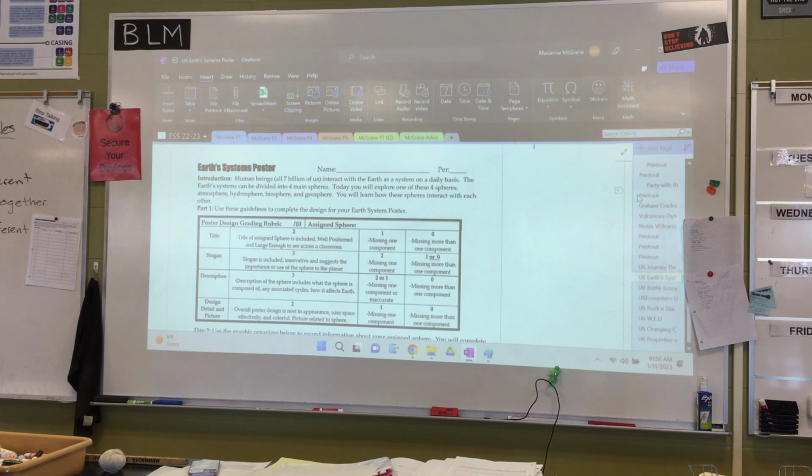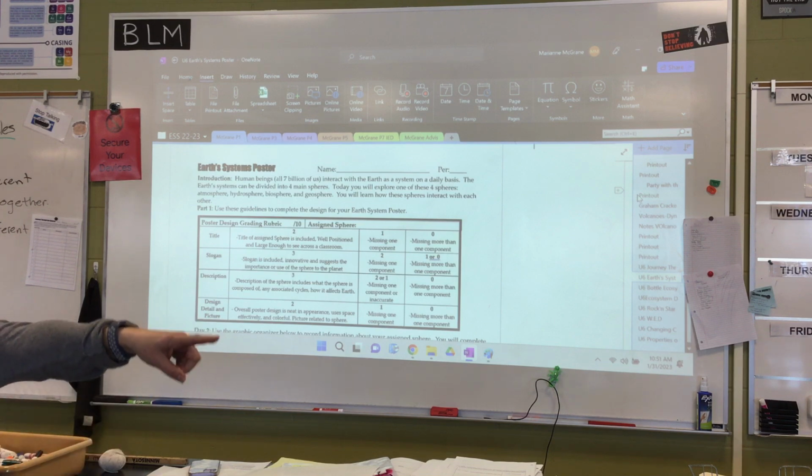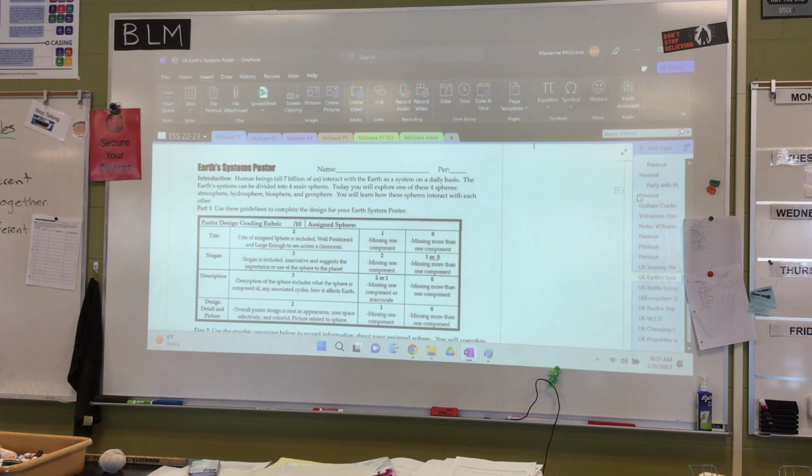My 5s are going to be geosphere. My 6s are going to be atmosphere. My 7s are going to be hydrosphere. And my 8s, which are going to be right over here, are going to be biosphere. So I'm going to have 2 posters for each one. Do you understand? All right, get going.